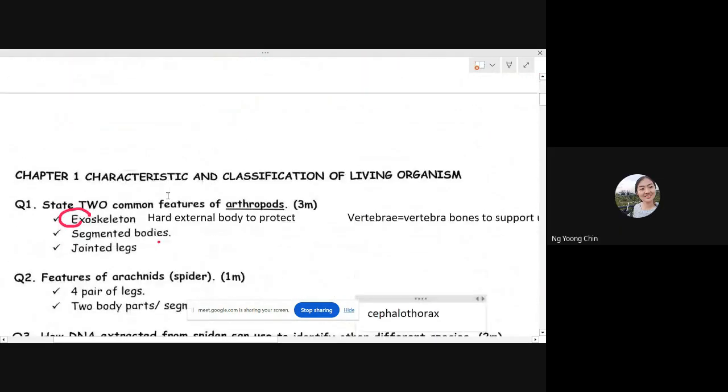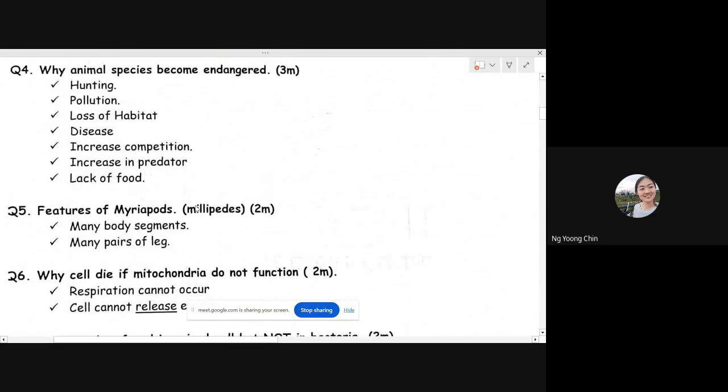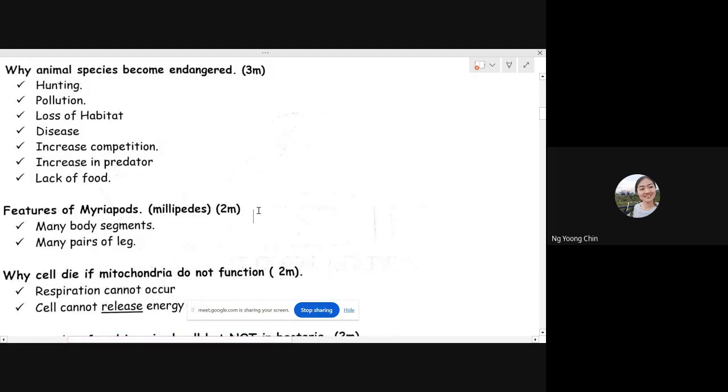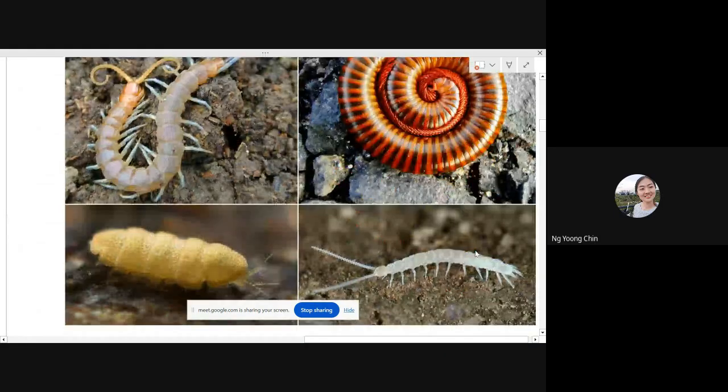And then, how about the other species like the myriapods? Myriapods refers to the millipedes and centipedes. An example of a myriapod is the centipede. You can see, this is the centipede.